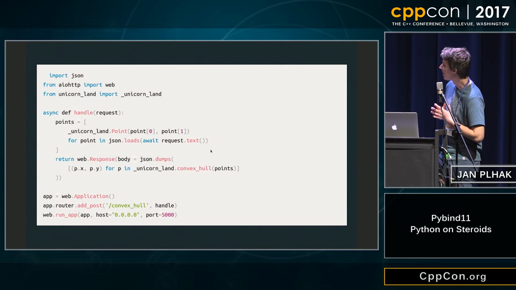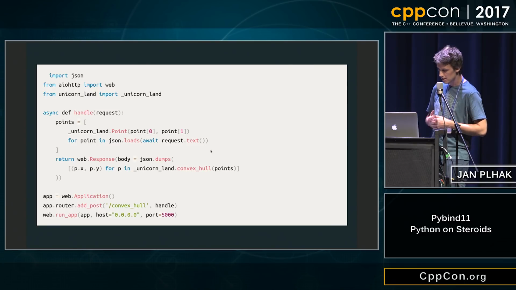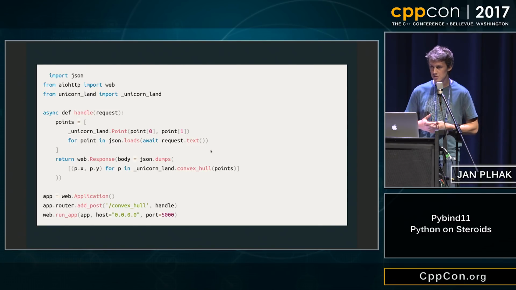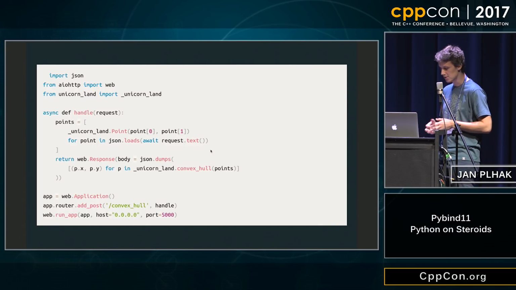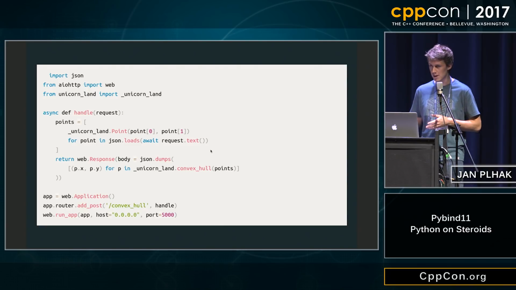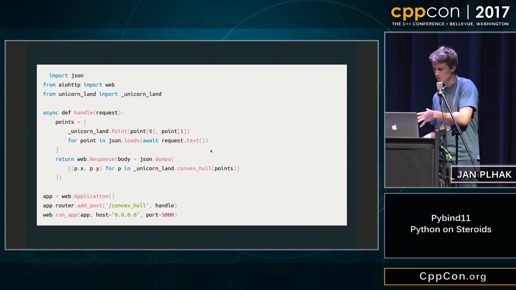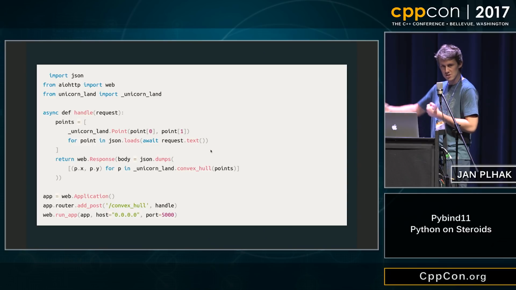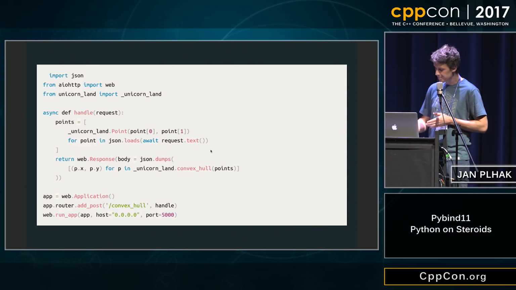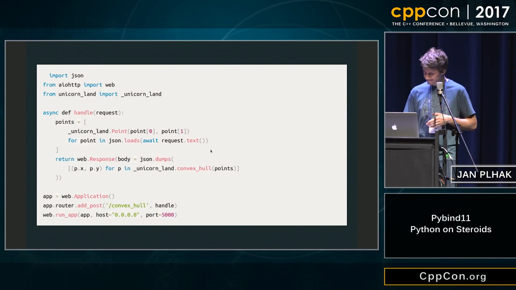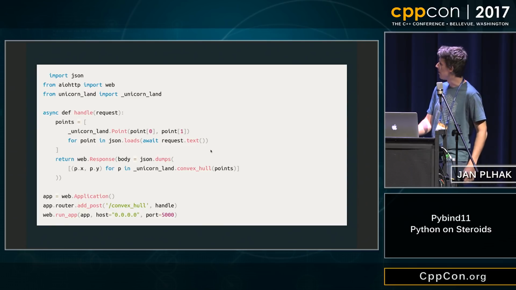It's very simple. And so here you can see I created a little HTTP server that just has this convex hull endpoint, and it accepts points in JSON, parses it, sends it to C++, computes it and sends it back. It's very easy. And so that's what you can do with Pybind.